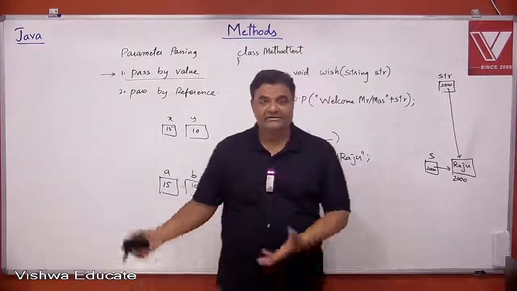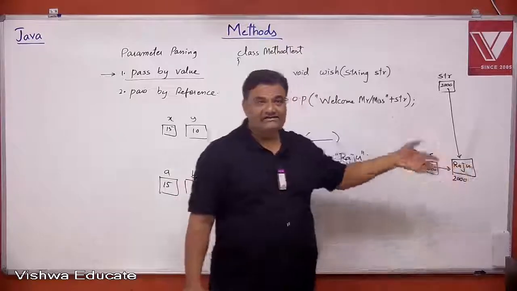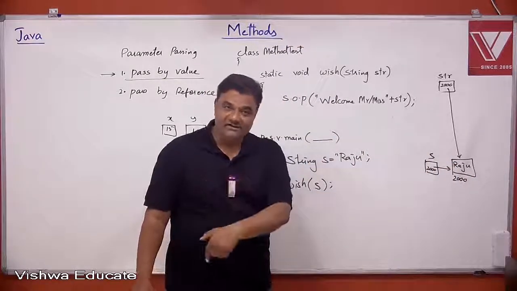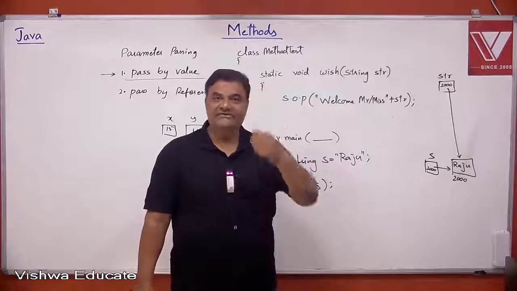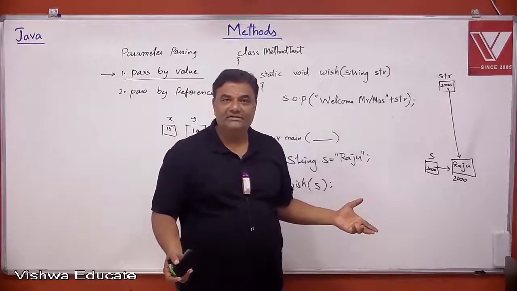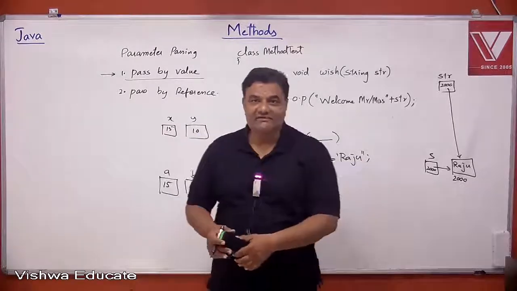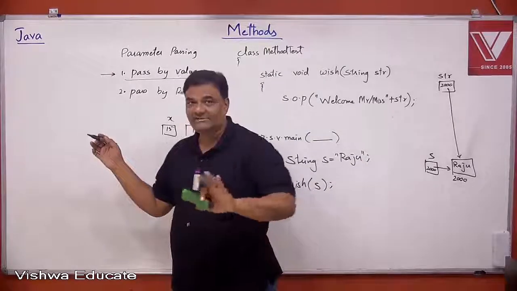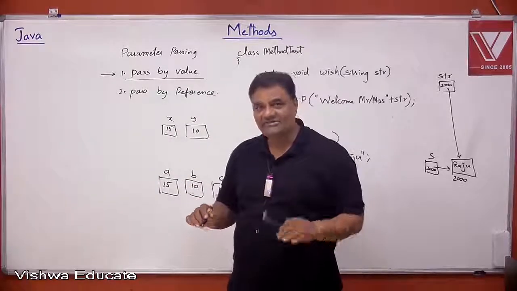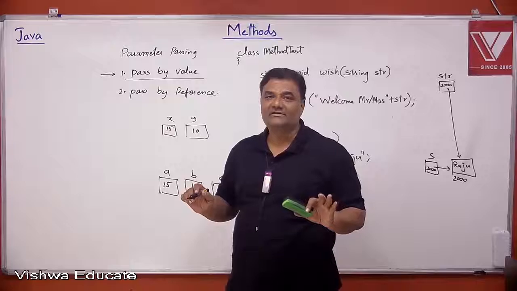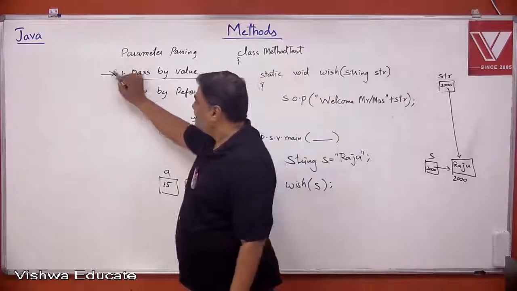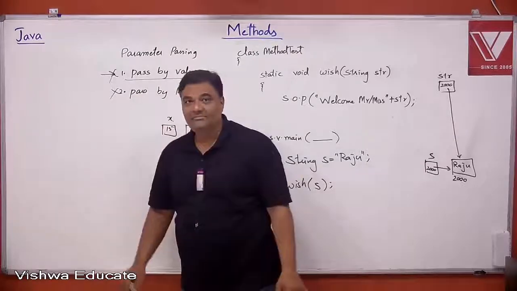But this was a reference or address. The data value was given there, and here the address value is given. So both are called by value only. So yes, Java doesn't have mechanisms like call by value and call by reference. It doesn't have them, just parameter passing is there. That's all. There is nothing like pass by value and nothing like pass by reference.